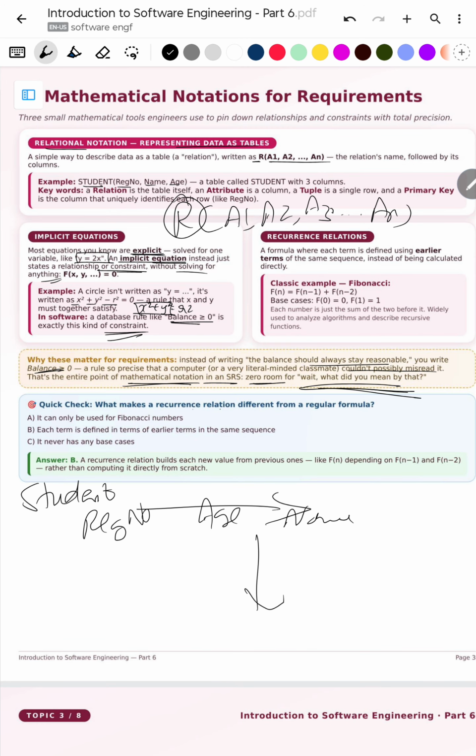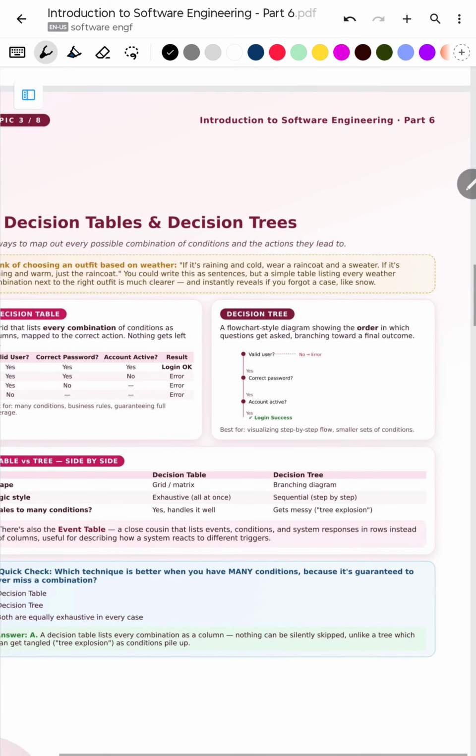What makes a recurrence relation different from a regular formula? Each term is defined in terms of earlier terms in the same sequence. A recurrence relation builds each new value from previous ones, like f of n depending on f of n minus 1 and f of n minus 2 in the case of the Fibonacci series, rather than computing directly from scratch. Computing directly from scratch is for regular equations, regular formulas.